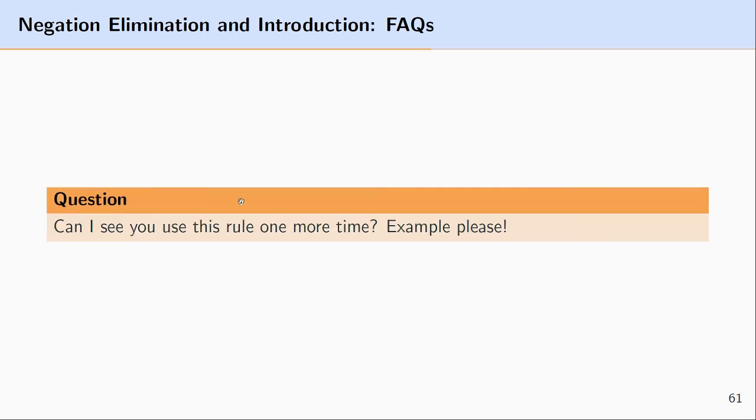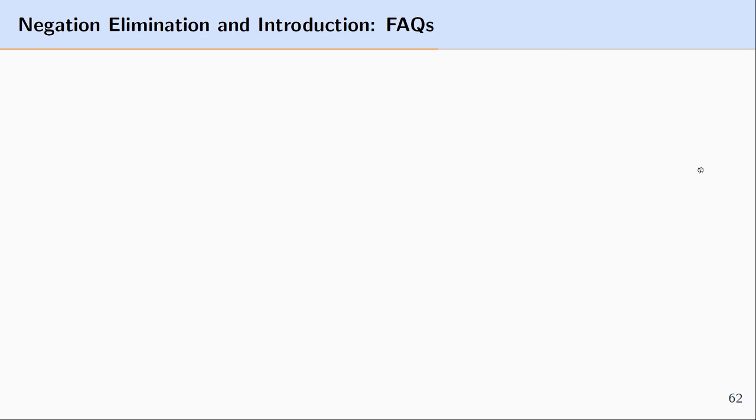All right, last question. The last question, and I would say this is the most common question that I get, is can I see some more examples? Can you use this negation, elimination, and introduction rule in an example, in a proof? I want to see it one more time. So yeah, I can provide another example, and here it is. Let me just come up with one on the spot. I'm just going to make one up right now.